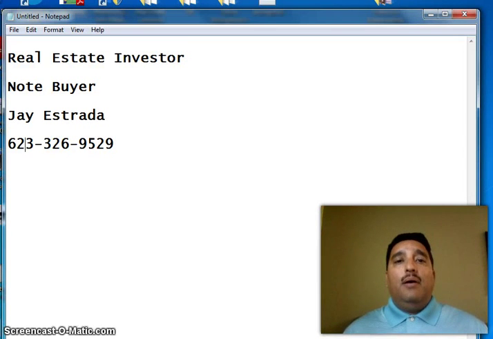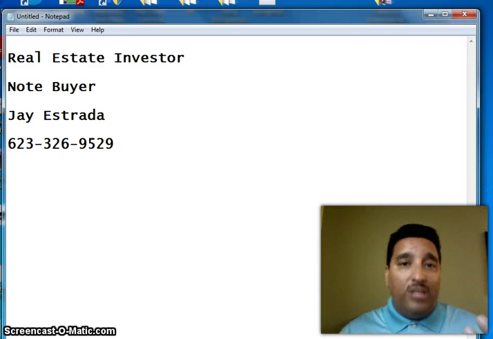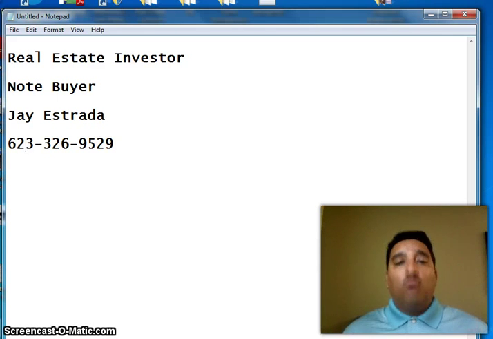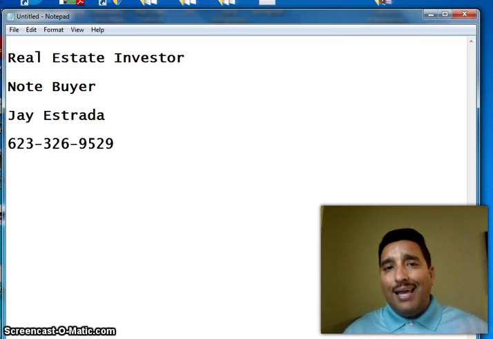I buy bank notes. Today I'm going to talk to you about the difference between a landlord model and a rental versus a note buying model, because I buy bank notes or mortgage notes. So let's talk about first what a landlord model consists of.